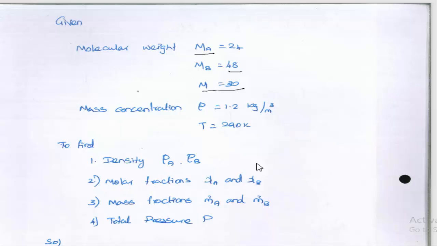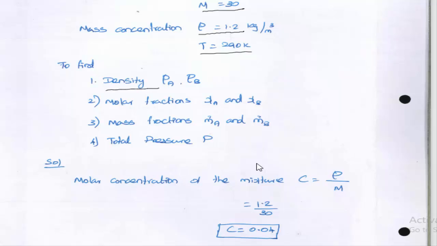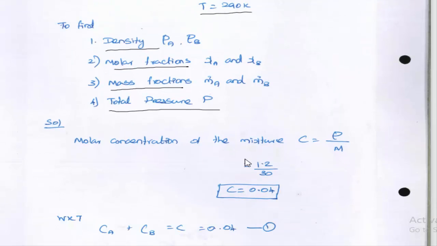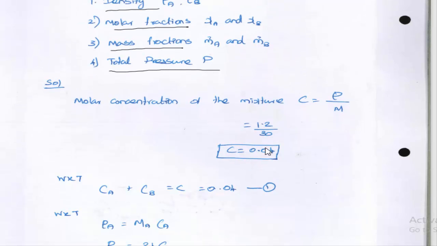Then the mass concentration rho of the mixture is equal to 1.2 kilogram per meter cube, and the temperature is given. You have to find the density, mole fraction, mass fraction, and total pressure. These are the values you are going to find out.